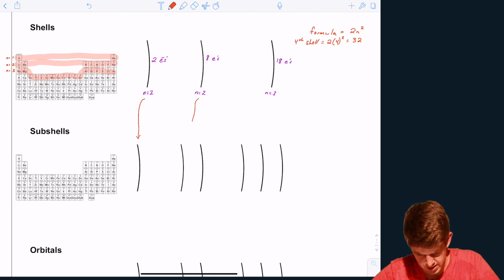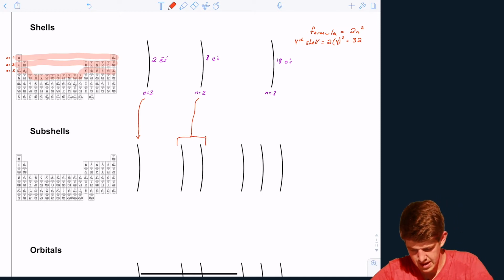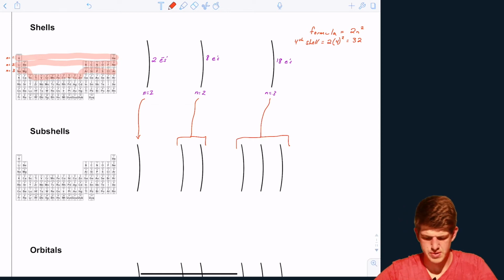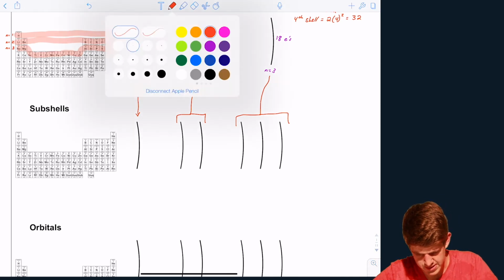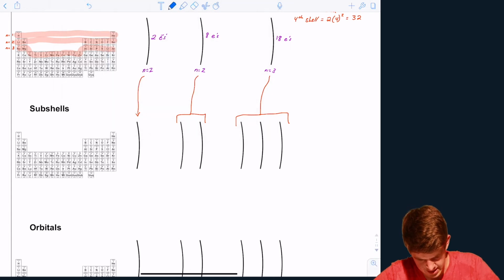In n equals 2, it's going to represent 2 subshells. And when n is equal to 3, it's going to represent 3 subshells. So the electrons in the third shell will be split up and divided among 3 subshells. Now, what are the names for these subshells? Well, the first subshell, and we'll use a different color here, is called the S subshell.